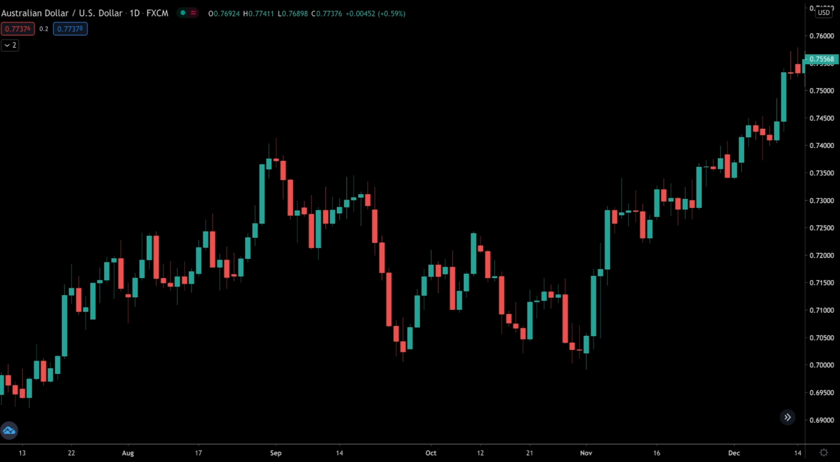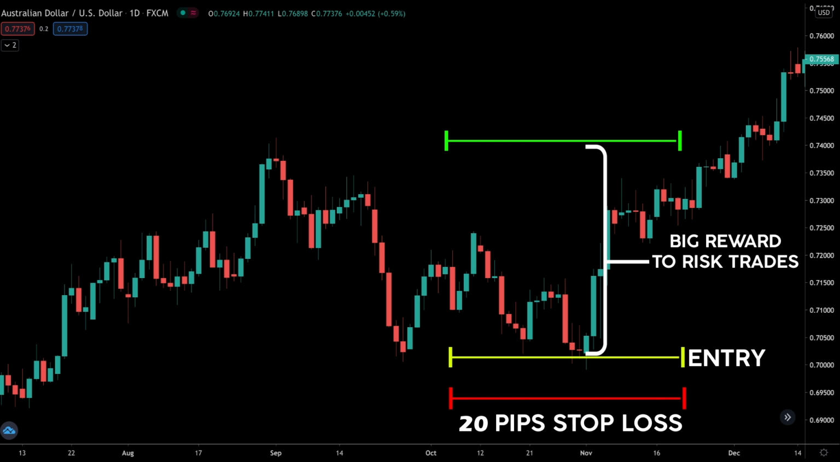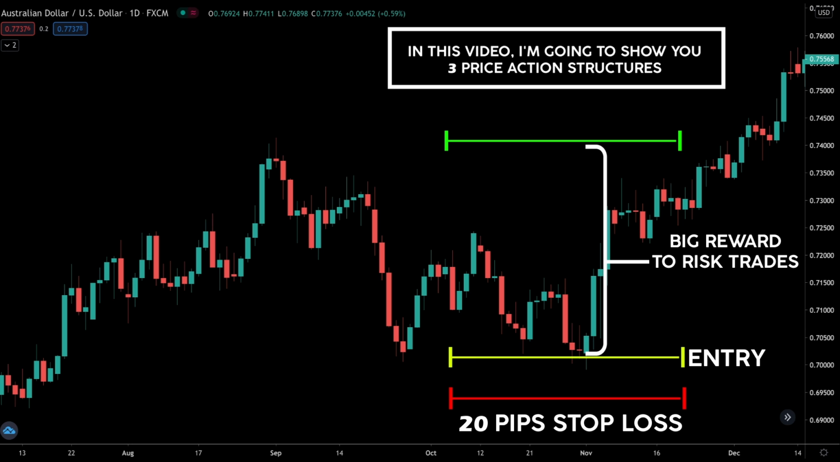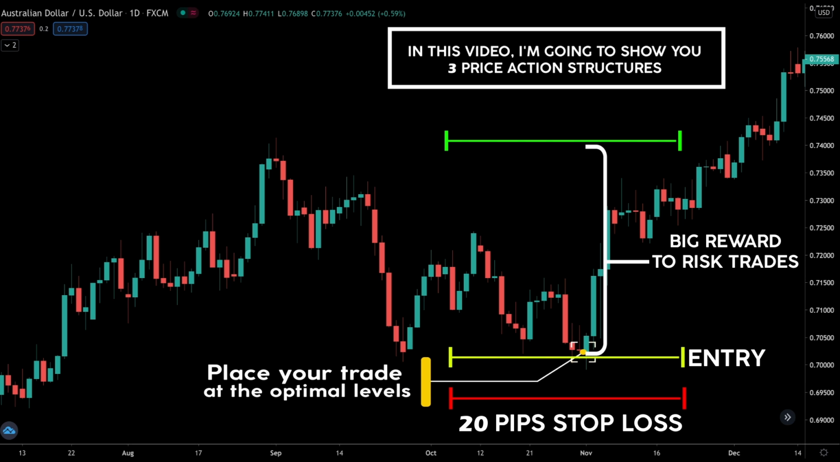Just imagine predicting that this is a key level and getting into the level with a small stop loss of 20 pips. That's the power of being able to identify key levels. So in today's video, I'm going to show you 3 price action structures that you need to identify and how you can place your key levels at the optimal levels so that you get the highest probability trade and the best possible reward to risk trades.